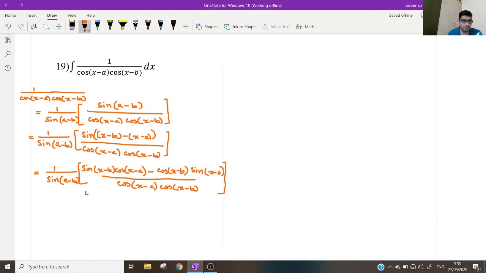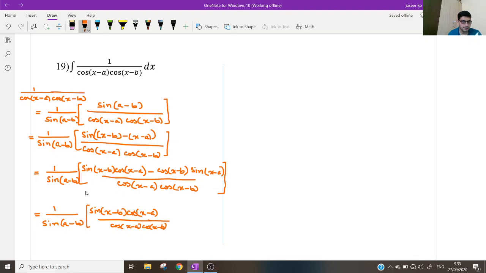So now if you take term by term, cos x minus a will get cancelled here. Similarly here, cos x minus b and cos x minus b will get cancelled. So that means this will become 1 by sin a minus b. So the first term is sin x minus b cos x minus a divided by cos x minus a cos x minus b. So this is the first term.